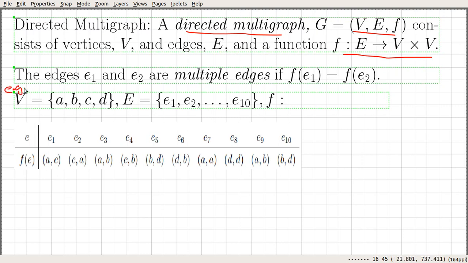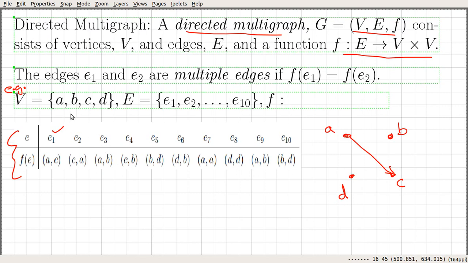So let me go through this example and draw this graph. So we have 4 vertices, so we have 4 dots here. Okay, and these vertices are labeled A, B, C, D. And here we have 10 edges, and the labeling function is defined in this table. So let's complete the graph. So here f of E1 is the ordered pair AC, not the set AC, it's the ordered pair. So there is a definite direction here. So we have this edge from A to C, and the direction is from A towards C.